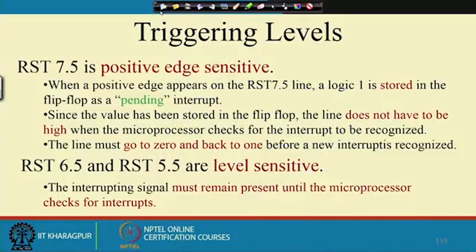So, when a positive edge appears on the RST 7.5 line, a logic 1 is stored in the flip flop as a pending interrupt. Now this value is stored in the flip flop, so the line no longer needs to be kept high. The processor can check the interrupt that is to be recognized. It checks whether any interrupt has occurred, and the line must go to 0 and back to 1 before a new interrupt can occur. So, this is another good thing.